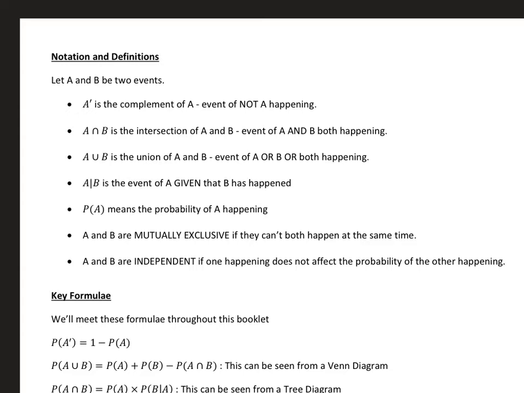P brackets A means the probability of A happening. So that's our probability function, the P in the brackets. And two keywords, A and B are mutually exclusive if they can't both happen at the same time. So something like rolling the number 2 and rolling an odd number. Those two events can't happen at the same time. A and B are independent if one happening does not affect the probability of the other happening. So, for example, flipping the tails on the coin doesn't have any impact on what number I roll when I roll a die.